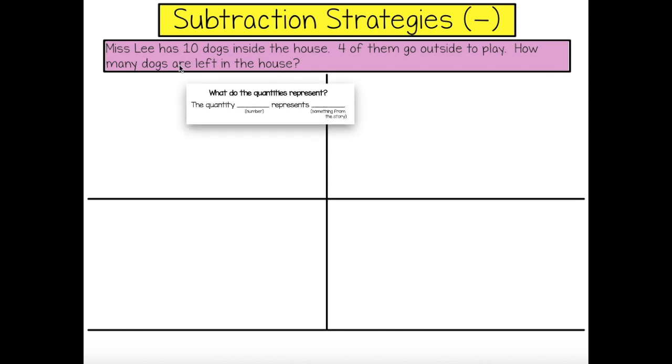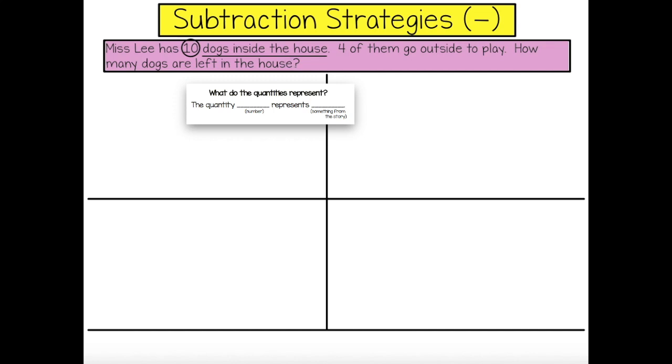Now, I want us to think about, what do the quantities represent? And remember, quantities just means the number. So, what are the important numbers? And what do they represent? That's right. The quantity 10 is an important number, and that 10 represents the 10 dogs inside the house.